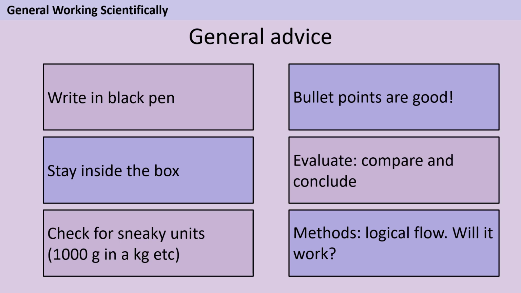For all of the extended response questions, it's a good idea to be answering in the form of bullet points, because there aren't any marks at all for answering in full sentences in GCSE Science, and by giving your answer in bullet points, it makes it clearer to the examiner where you've put the marks, and also it's just going to save you a little bit of time.